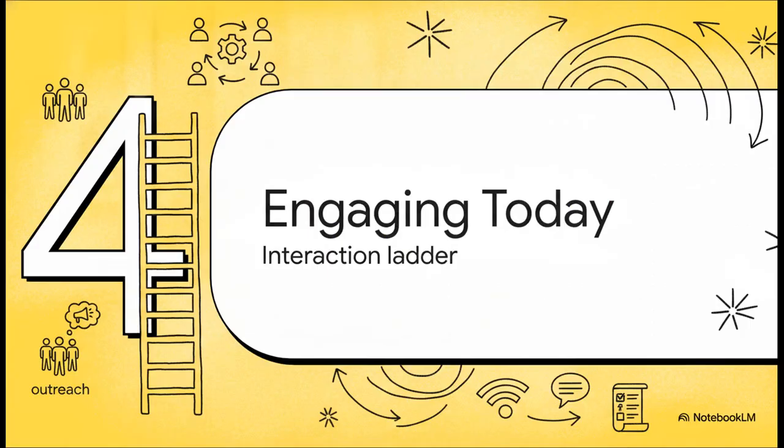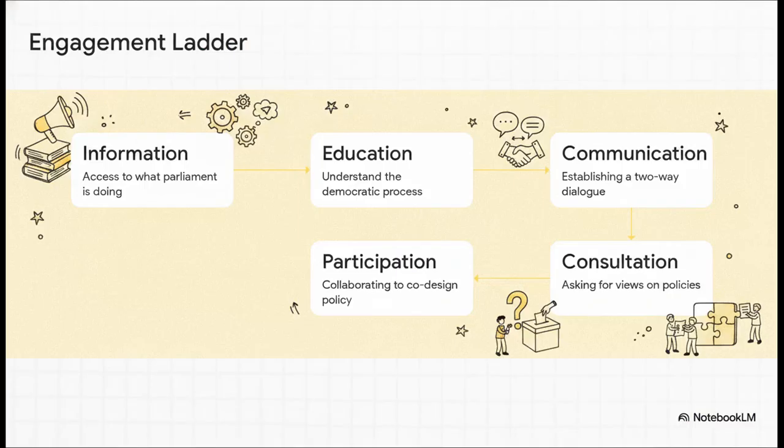Section 4. How Parliaments Engage Today. The Ladder of Interaction. So, if going out into the community is one strategy, how else are these legislative bodies managing to connect with their constituents in such a noisy, fast-paced world? Well, the report breaks this down into a sort of ladder of interaction, moving step by step from basic outreach to deep, meaningful collaboration. Let's walk through these 5 steps really quickly.